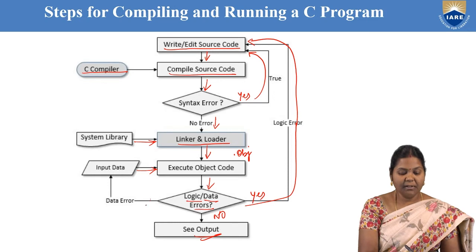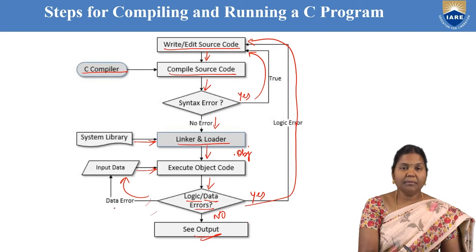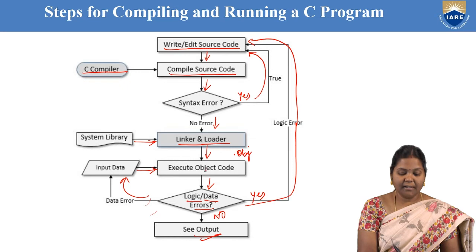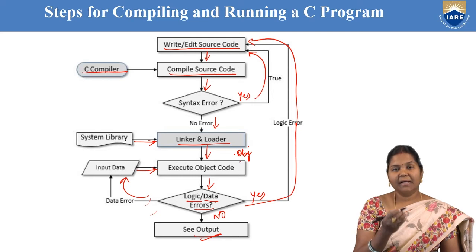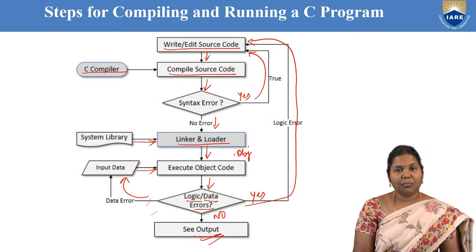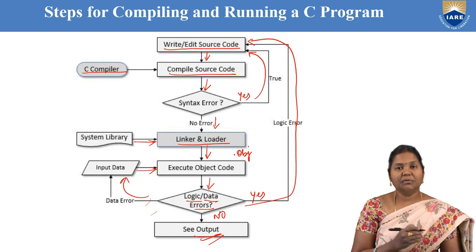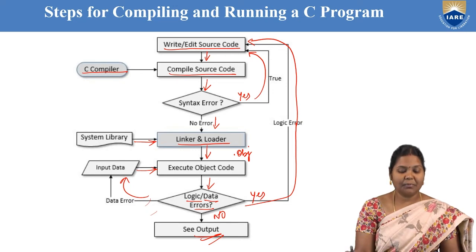The errors can be related to your input data, or they can be related to logic. If there is a failure in the input data, then give the input data again and rerun. Otherwise, if there is any logic error, then go to your source code, rectify it and complete the process again, repeatedly. So, finally, you can see the output. This is the complete process from starting to end, starting from writing the source code till you see the output.